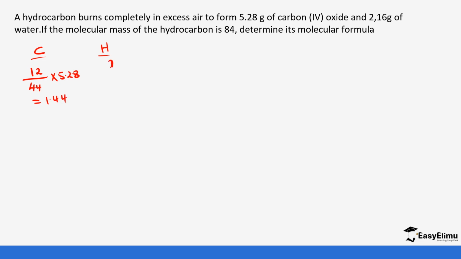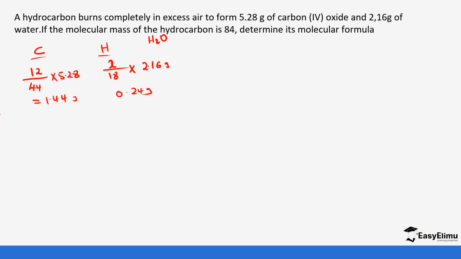And then hydrogen, the same, is going to be 2. There are 2 because the formula of water is H2O. So we have 2 atoms of hydrogen, that's why we are putting 2, not 1. Divide by the total mass of water, which is 18, times the mass of the water, which was 2.16 grams. So basically, we want to get the mass of hydrogen in the water. So this will give us 0.24.